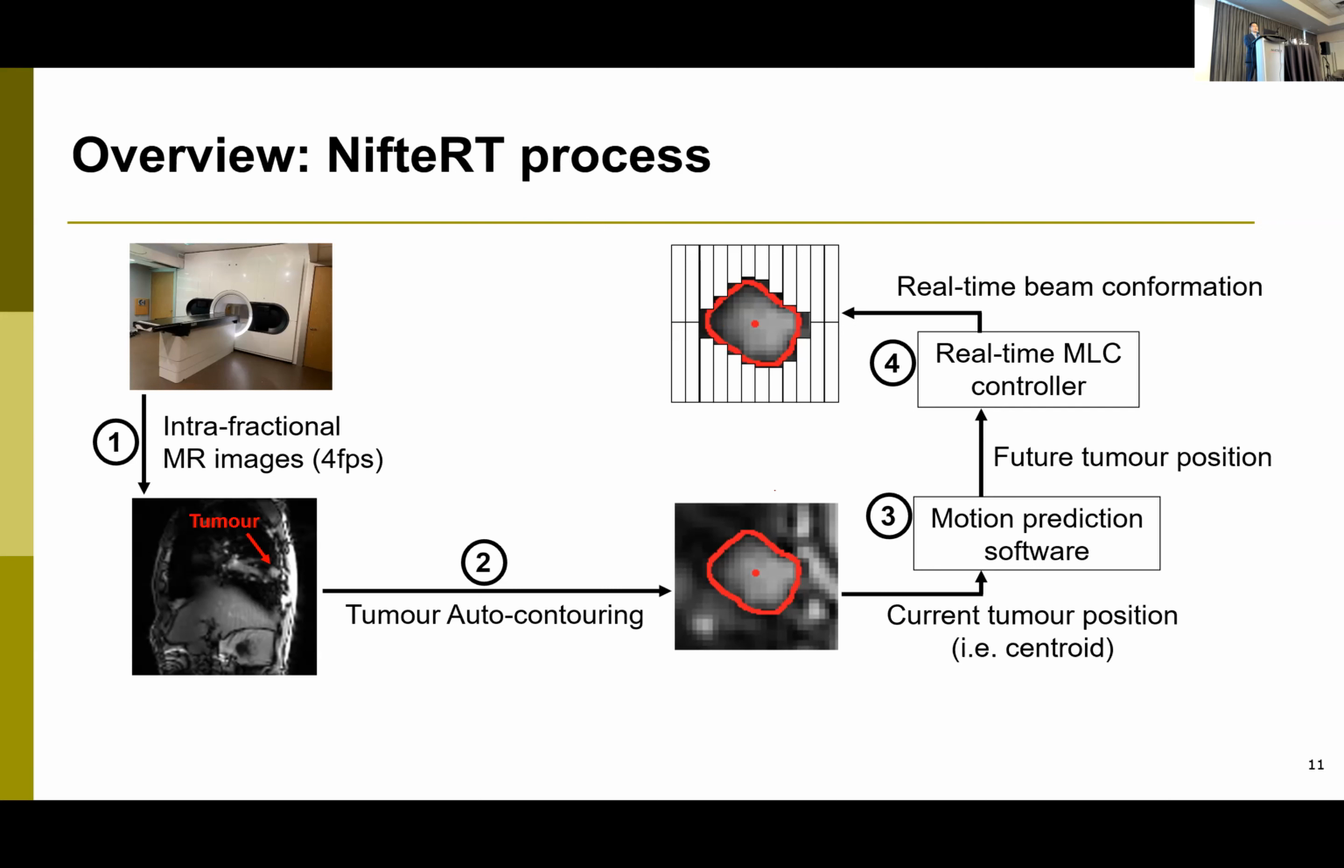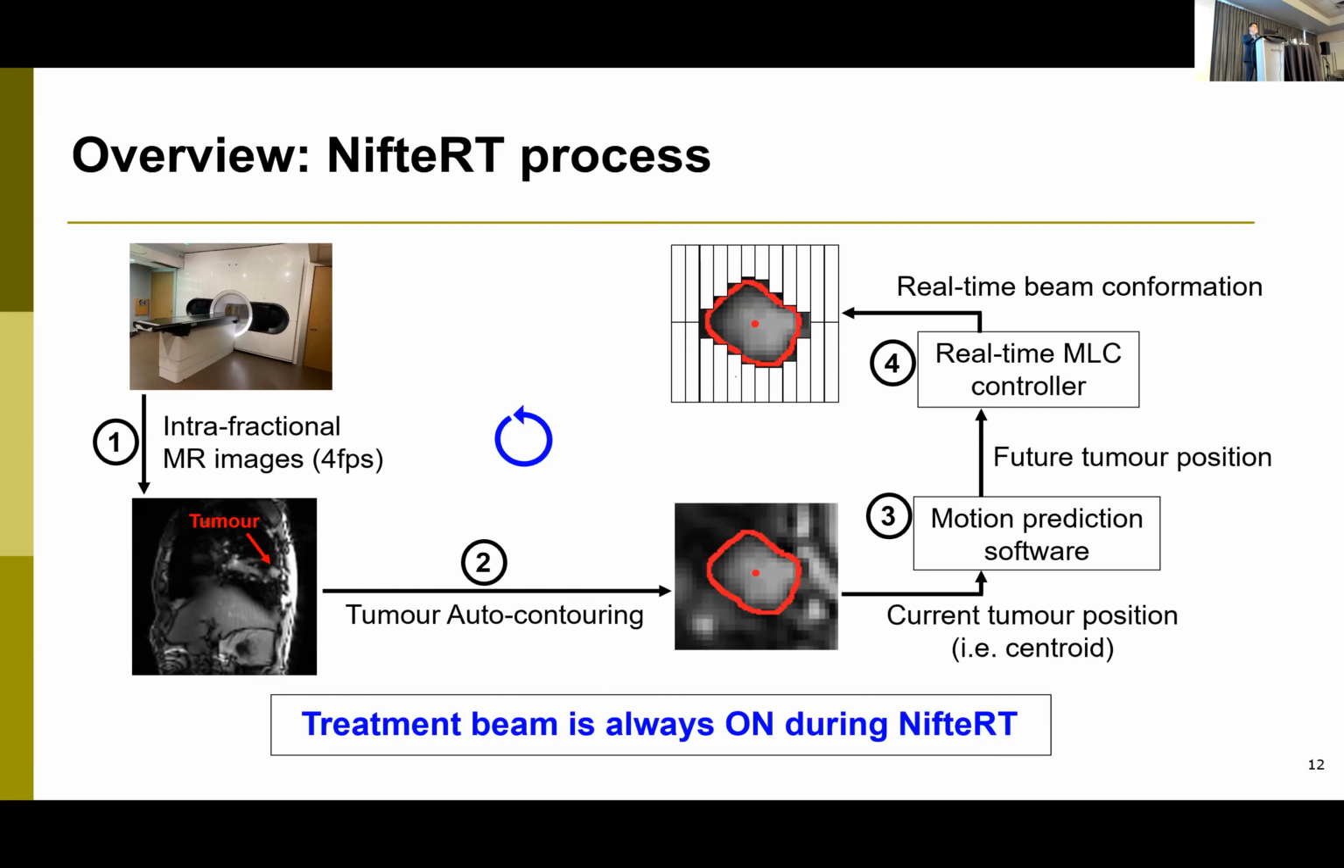So once I input the current tumor position, which is the centroid of the contour, the software will output a future tumor position, considering the amount of time for the tumor motion, right? Then I can start conforming the beam, and hopefully by this time, the beam and the tumor will be in perfect sync, right? So every step here has to be repeated for every single MR image, which will come in every quarter of a second. So I don't have that much time. It has to be really fast. And during that time, the radiation beam will always be on. So this is the overview of NIFT-RT, but today I'm only going to talk about step number 2 and step number 3, because those are the steps where I've used AI so far.